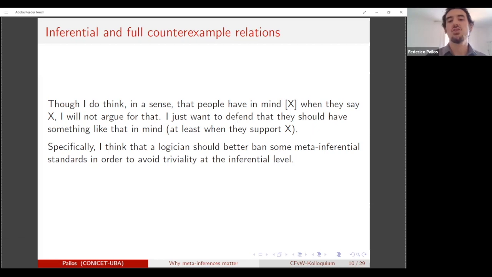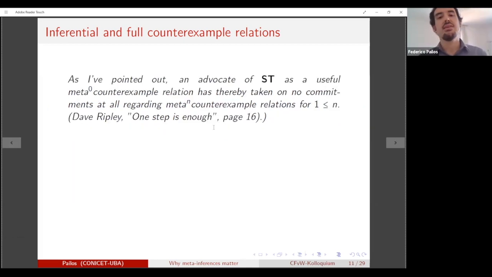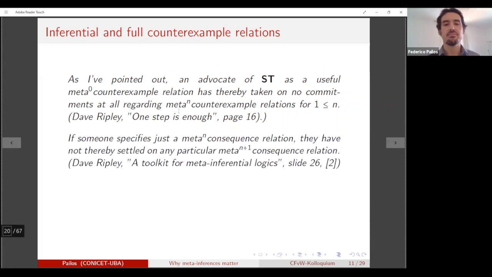Specifically, I think that a logician should ban some metainferential standards in order to avoid triviality at the inferential level. Okay. So I think the following position should be abandoned. And once again, I will quote Ripley. He says, an advocate of ST, which is a particular mixed logic, as a useful logic for inferences, that is a meta-counterexample relation of level 0, has thereby taken on no commitments at all regarding higher level meta-inference, the suitable standard for higher level meta-inferences. If one specifies just a meta-n consequence relation, they have not thereby settled on any particular higher level consequence relation.